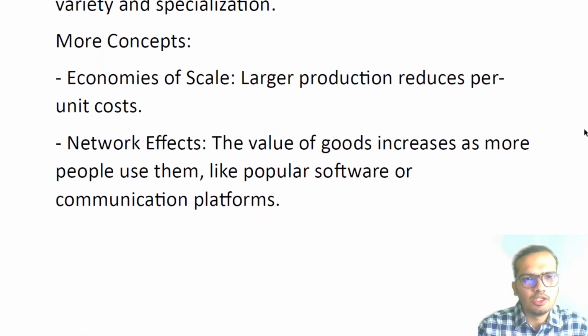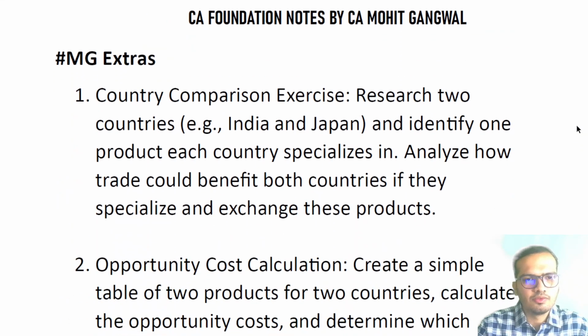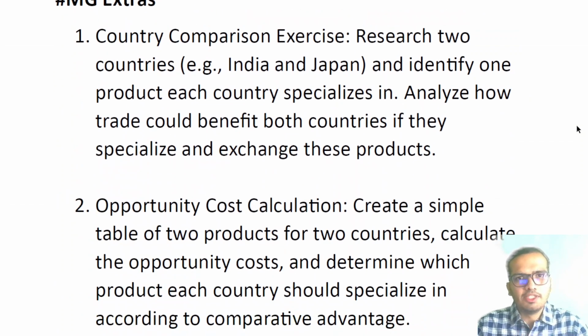So here are some more concepts. First is economies of scale. What is it? It means larger production, which will help to reduce per unit cost. Second is network effects. The value of a good increases as more and more people use it, like popular software or communication or social media platforms.